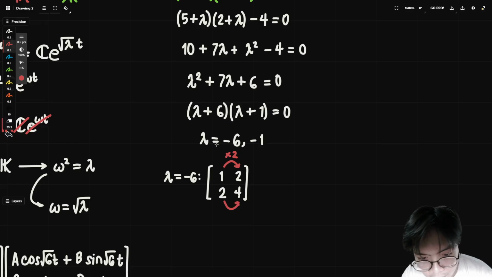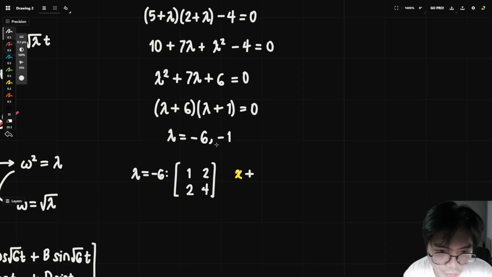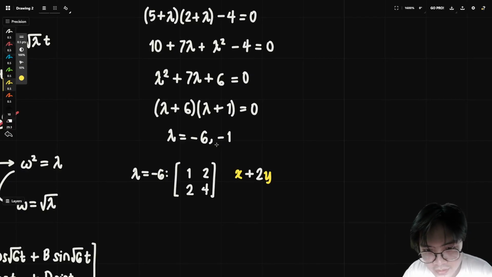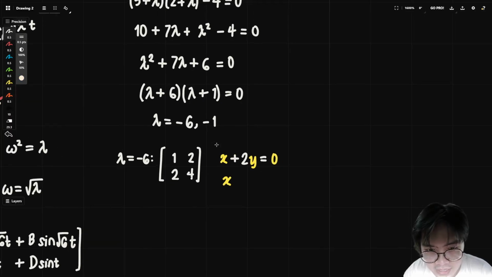You just have to multiply by 2 to get the 4. So, kayo na bahala, right? I'll just take this one, right? This will be x, right? Plus, hopefully nakikita nyo na rin, right? x plus 2y is equal to 0. And now, lipat natin si y sa kabila.